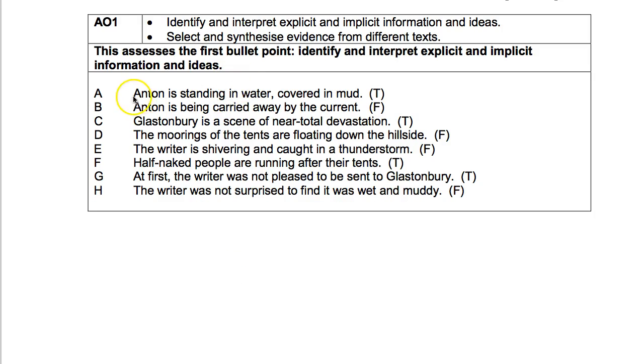So did we get them right? Yes, we thought that one was true. No, we thought that was false. Yes, we got that one was true. We knew it was the tents that are floating down the river, not the moorings, so that was false. We knew that there was a thunderstorm, but it was the group that was shivering, not the writer, so that was false.